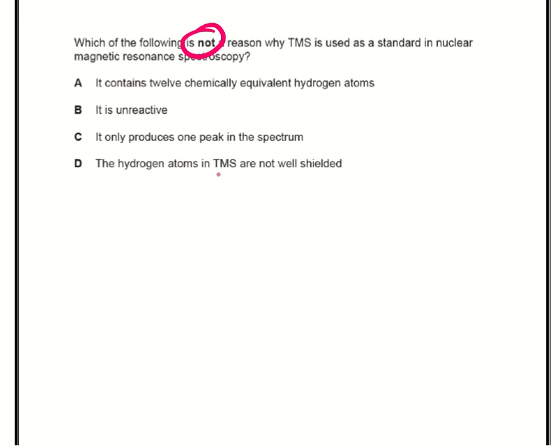It contains 12 equivalent hydrogen atoms. That is definitely true. It is unreactive. That is definitely true, that's one of the reasons why it is used. It only produces one peak. Yep, that's definitely true. And the hydrogen atoms in TMS are not well shielded. Well, they are in fact extremely well shielded. That's why it appears so far upfield in the spectrum.